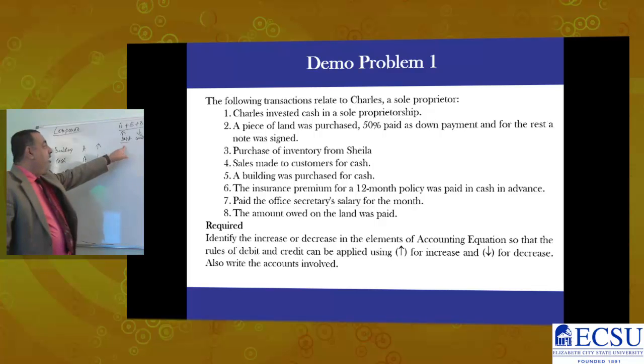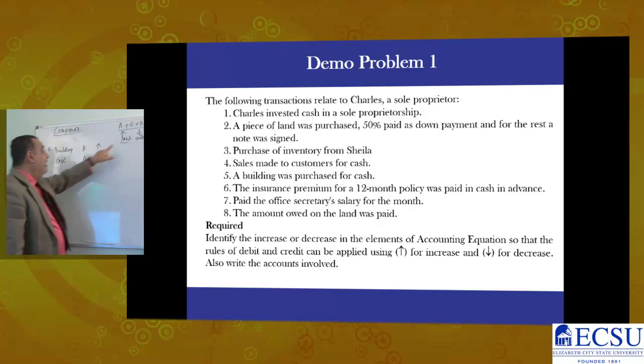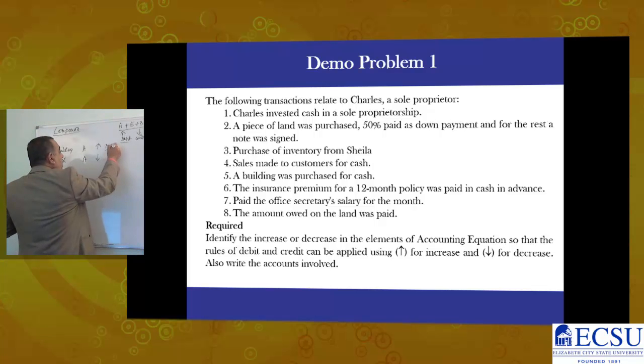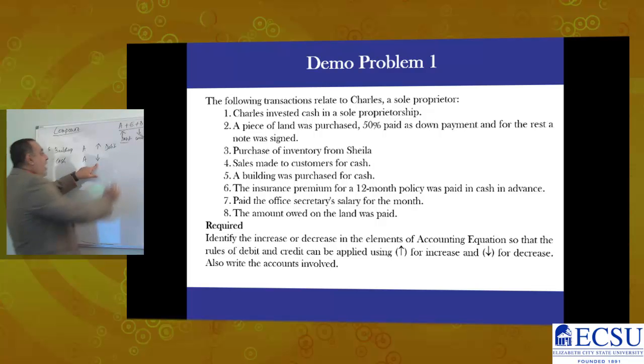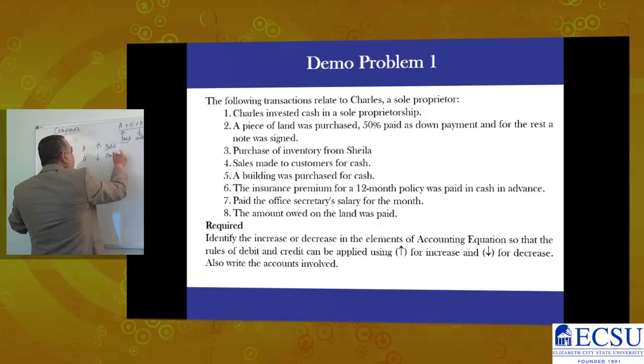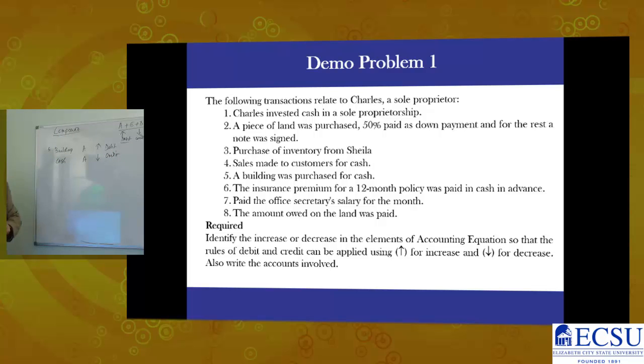Now if you apply the rule of debit and credit, increase in asset is a debit. So I'm going to write debit here. Decrease in asset is again a credit. So I'm going to write that as credit. So that's number 5.